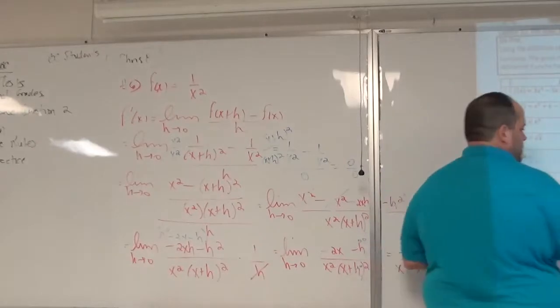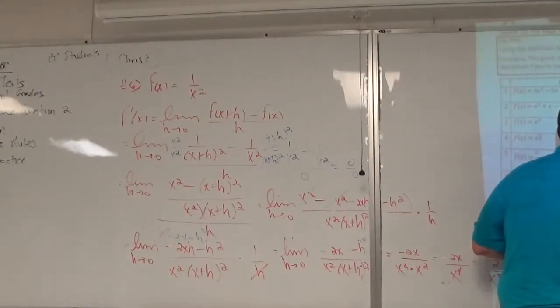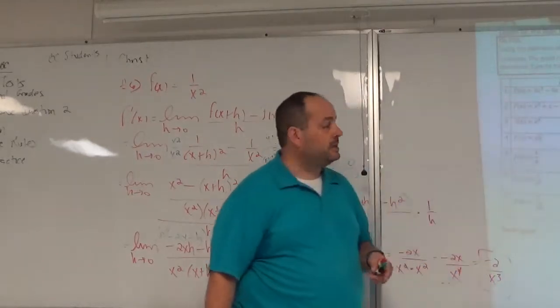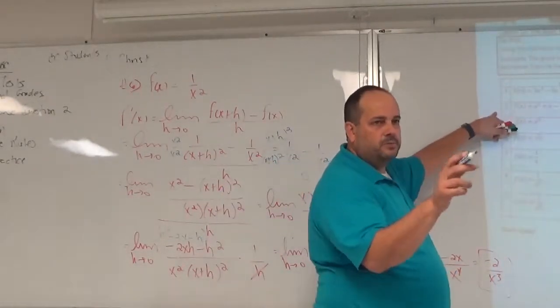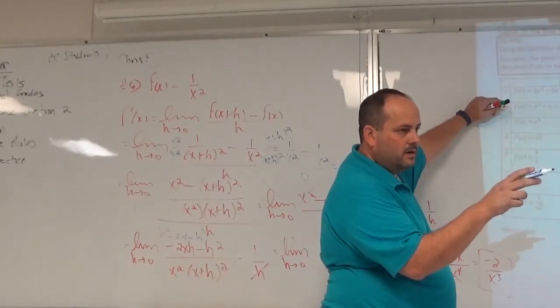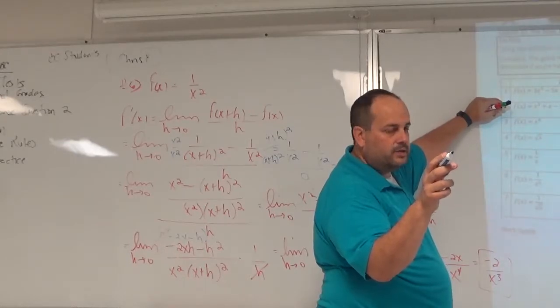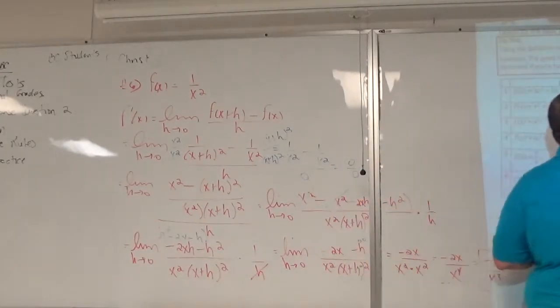Number 6, I worked with 1 over x squared, and the answer came out to be negative 2 over x cubed. Looping back around to groups 1 and 2 that just had some extra time. Did we finish off number 1? Okay, have we finished off number 2 in the back? What'd you get? 3x squared.